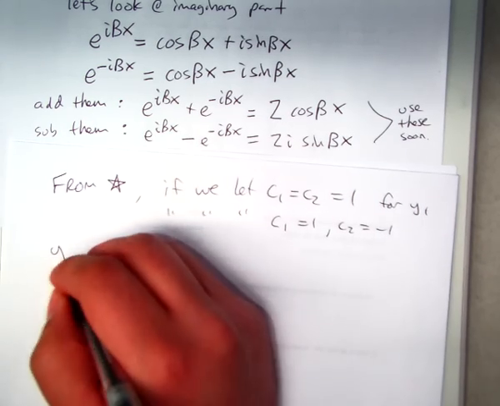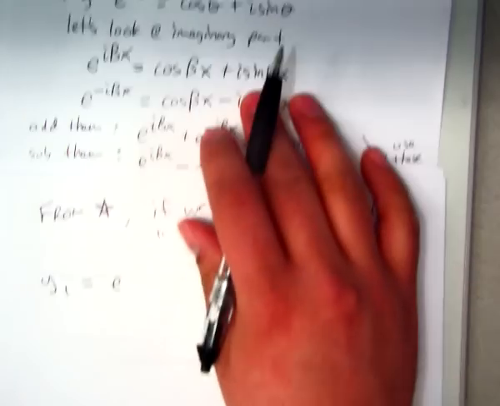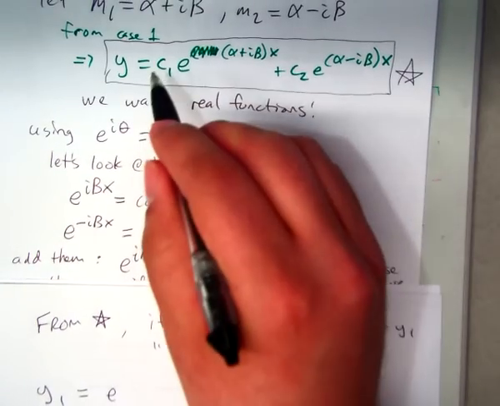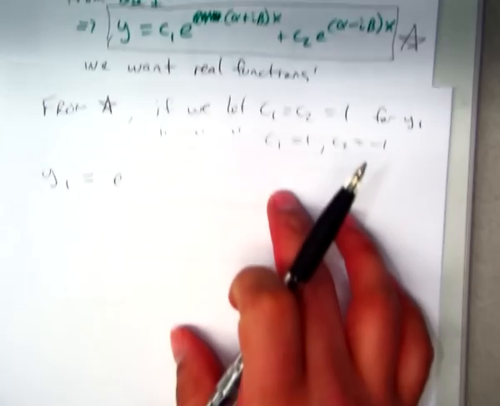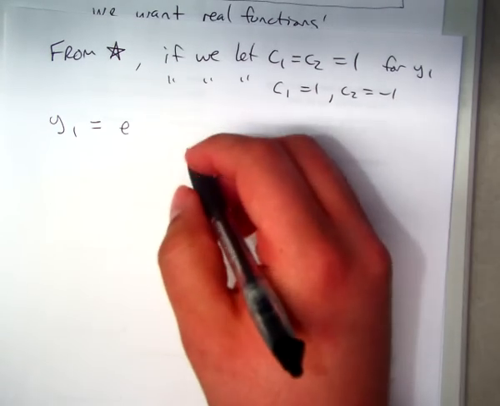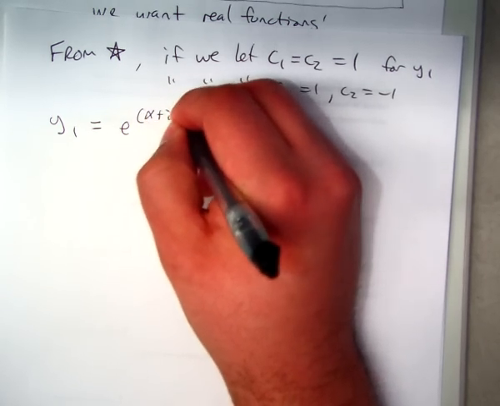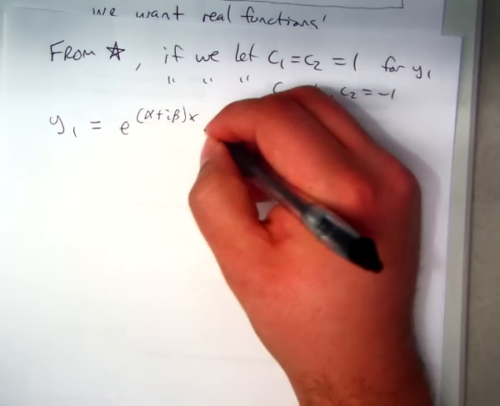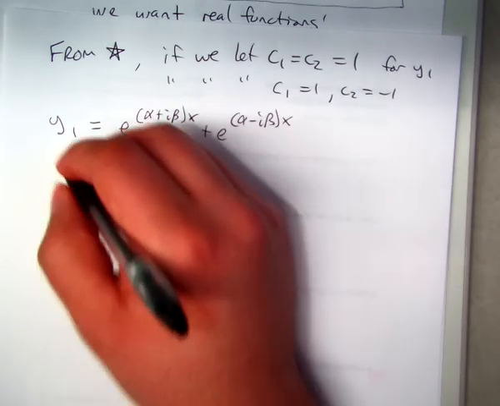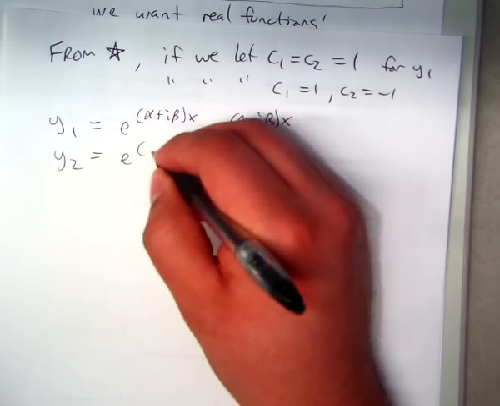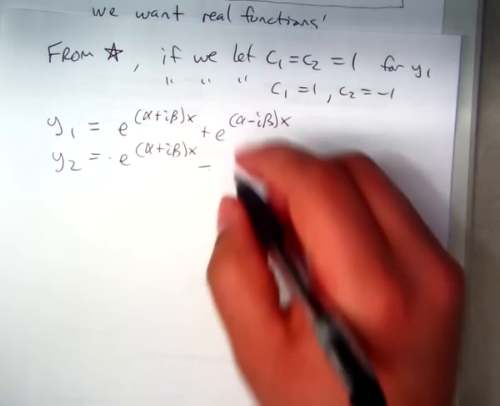So then let's just write out what that looks like. And all I'm doing is essentially copying down this equation, but I'm using 1 and 1 for our constants for the first solution, and then 1 and negative 1 for y2. So we have e to the alpha plus i beta times x plus e to the alpha minus i beta times x. And then y2, same idea, just subtract, because now c1 is 1, c2 is negative 1.